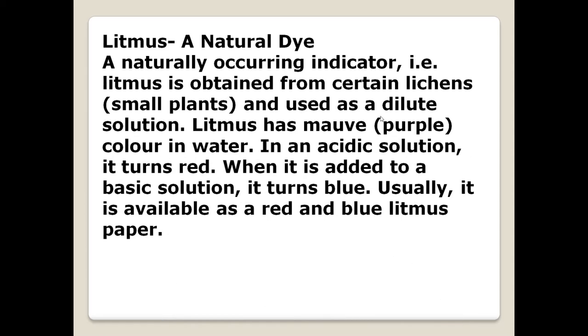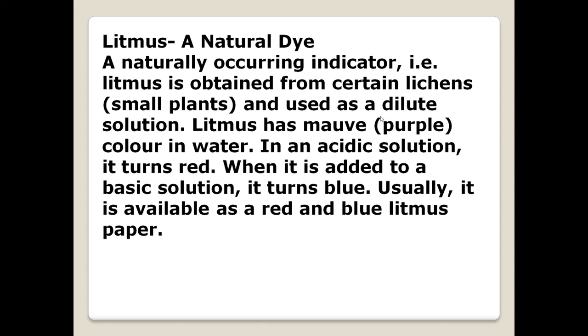Litmus is commonly called a natural dye, a naturally occurring indicator. Litmus is obtained from lichens. This is a small plant, and it is used as a dilute solution also. We get litmus solution, and we can also prepare it by embedding the solution into paper, which is called litmus paper. Litmus has a mauve or purple color in water.